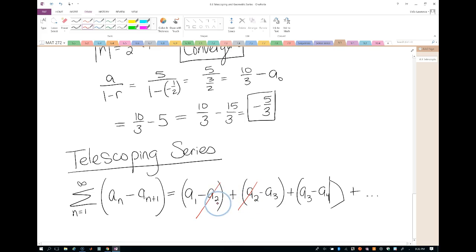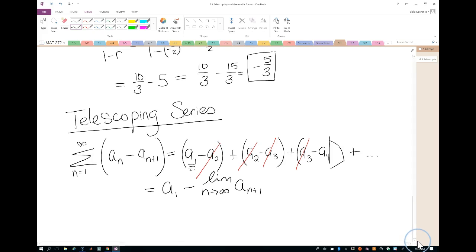So the a sub 2's cancel out because we've got a subtract and an add. The a sub 3's will cancel out because we have a subtract and an add. And this long giant sum is just going to collapse down to be your first term, excuse me, minus the limit as n approaches infinity of your second term. So just the very first one and then the very last one, which there technically isn't a very last one, so we have to write it as a limit.